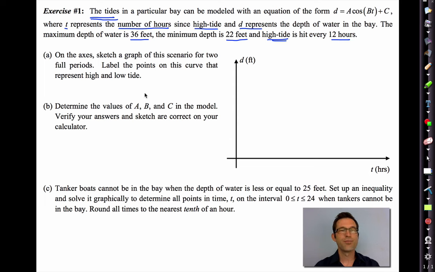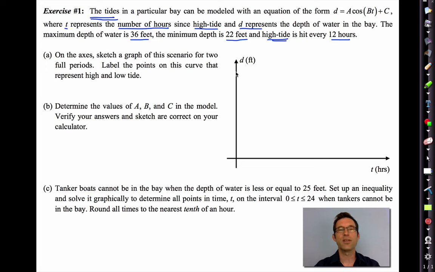Now, letter A says, on the axes, sketch a graph of this scenario for 2 full periods. Label the points on this curve that represent high and low tide. Now, you might say to yourself, wait a second, how can I sketch this? I don't have the equation. I can't put it into my calculator. But you can. You can't put it into your calculator, but you can sketch it.